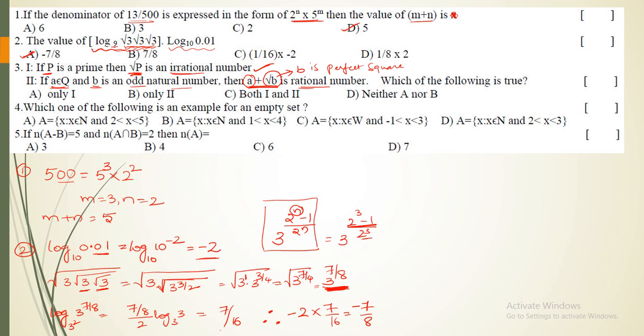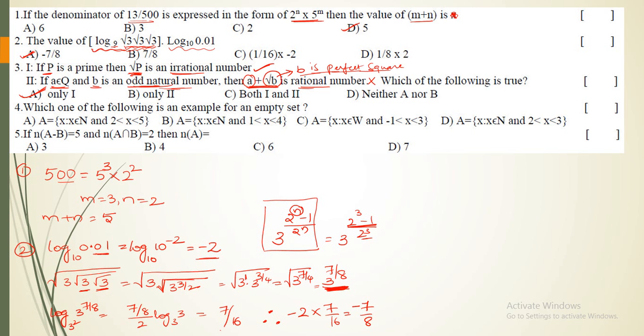But what is given is only that B is an odd natural number. It did not give any perfect square. So clearly, for statement 2, we cannot say that it is always true. If B were given as a perfect square, then we could say that it is true. So only 1 is the answer.